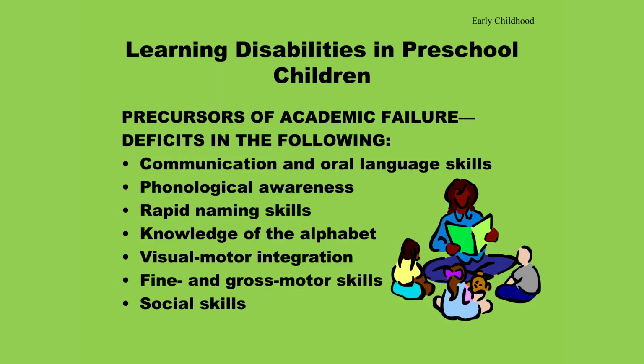Rapid naming skills, okay? And the rapid naming skills are when you can name something quickly. You see it and you can put a word to that. If you don't have that quick rapid naming, you can see where you're going to have a hard time learning to read as well. See, they're tied together. Knowledge of the alphabet. If we don't have that knowledge of the alphabet, again, how are we going to be able to identify it when we see it?